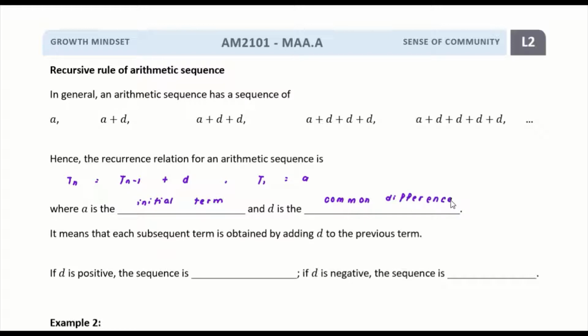So there are two different situations. The first one is if your D is a positive number, then the sequence you get is going to be an increasing sequence, because when you add a positive number, the numbers become bigger and bigger. In other words, if D is a negative number, you are adding a negative number, which eventually becomes like subtracting a number, so the sequence becomes smaller and smaller, and that's decreasing.